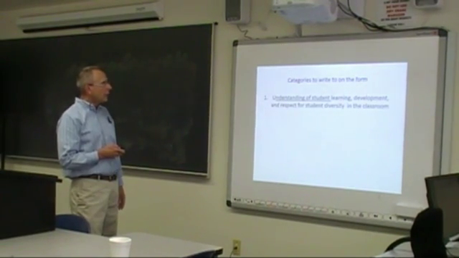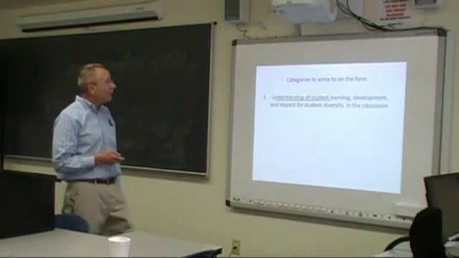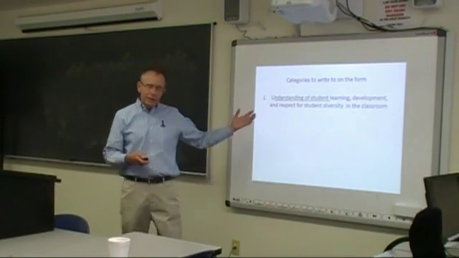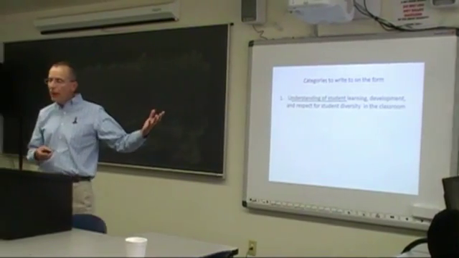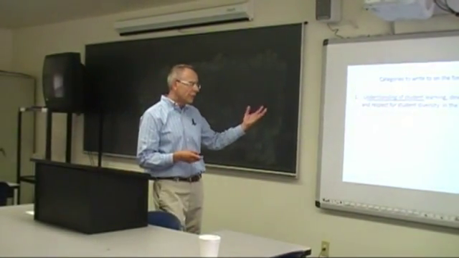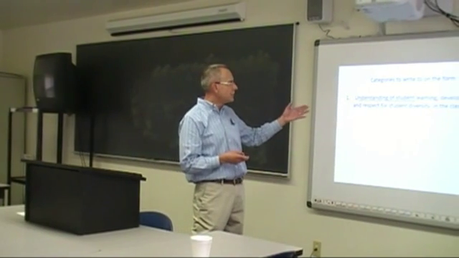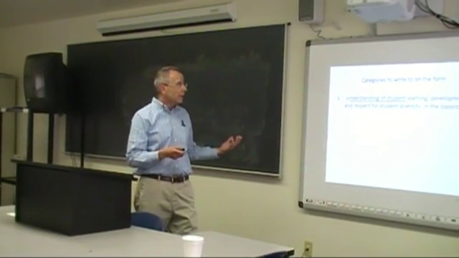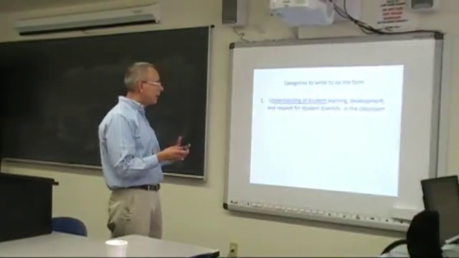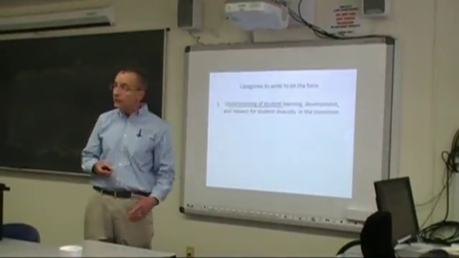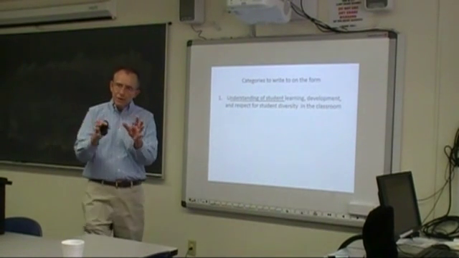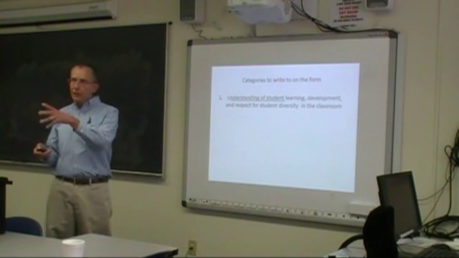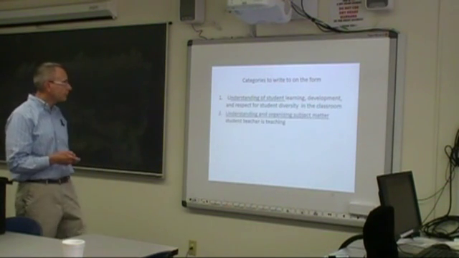The categories to write on the form, I've put, it's a summary from the weekly assessment, and I'm just going to try to point out the basics of that. And the basics are that the first thing that you're looking for is, does the student-teacher understand students? And in addition to that, to make it a little clearer, we're talking about learning, development, and respect for diversity in the classroom. So how well do they understand the population and sensitive to the children or the young adults that are in their classroom?